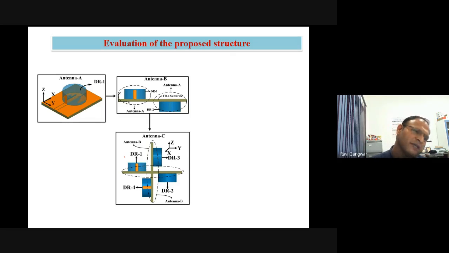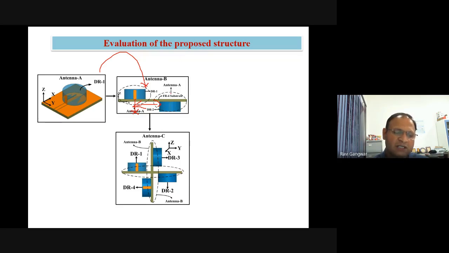The first thing is the evolution of the proposed structure. Here we have antenna 1, which is excited by the conformal strip. In the second structure, I have just placed the second element, not directly beneath the first antenna, but with some separation.